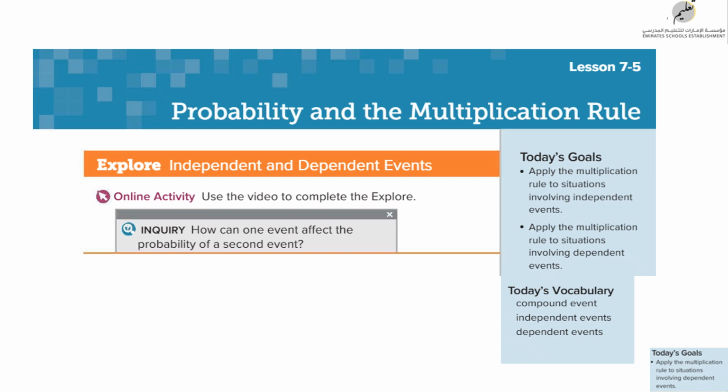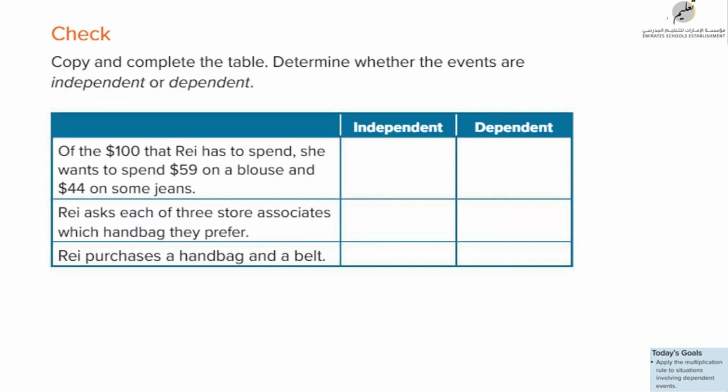So welcome to part 3, the last part of lesson 7.5 for all grade 10 math advanced students. Today for this lesson, probability and the multiplication rule, we will solve questions from the end of the lesson in the book. But before that, let's review a little bit about dependent and independent events.